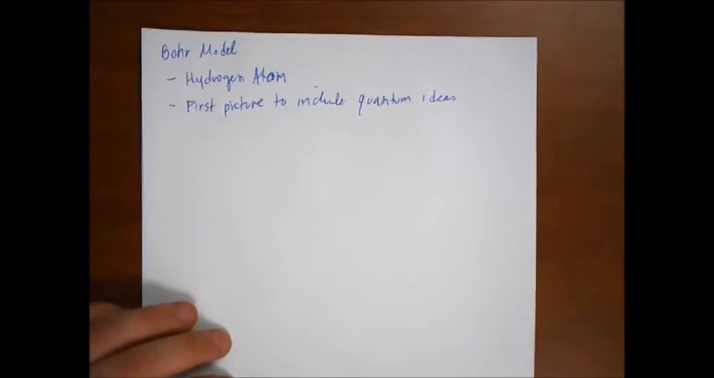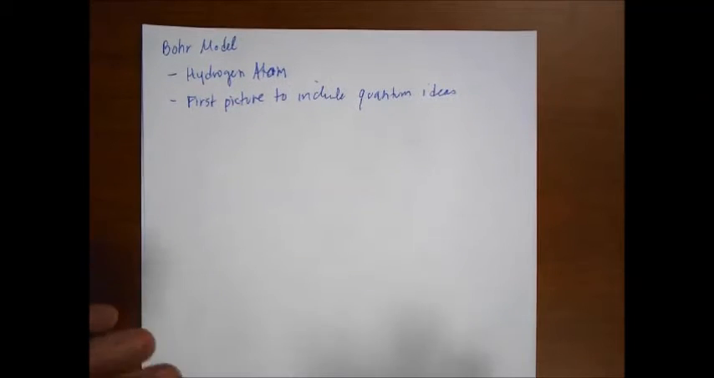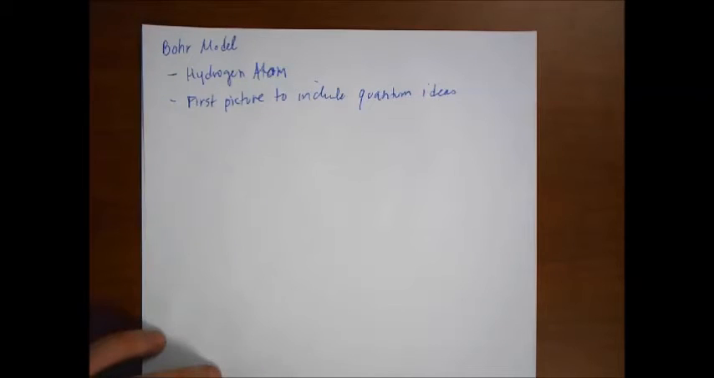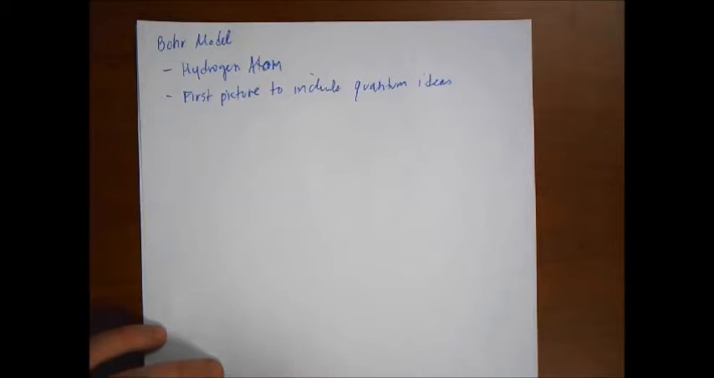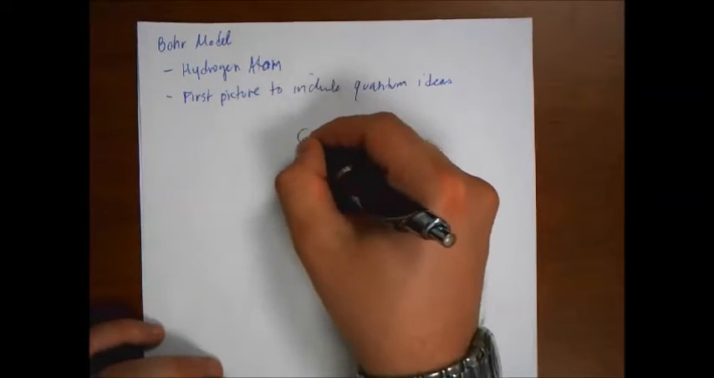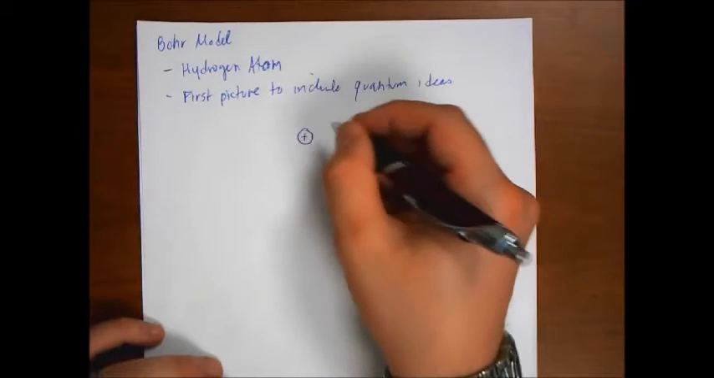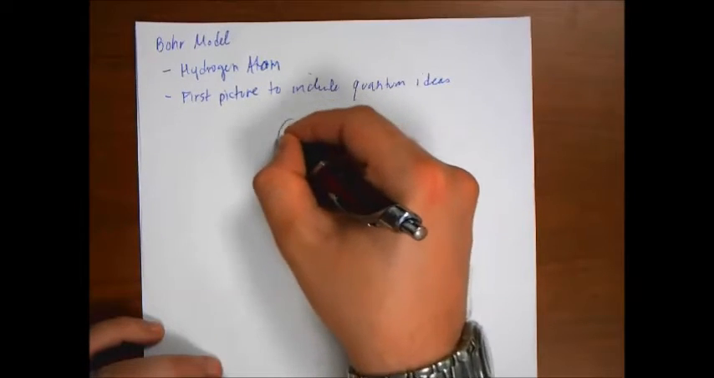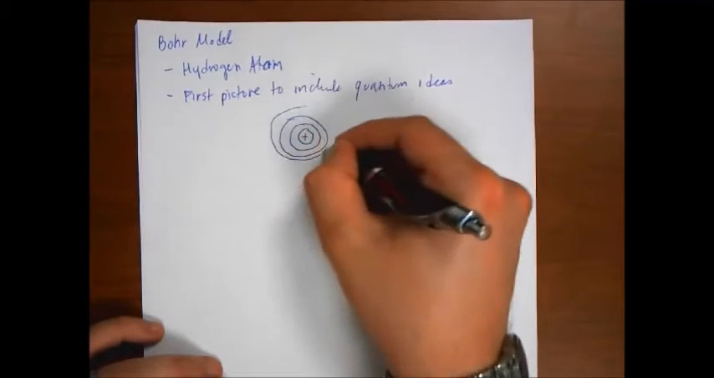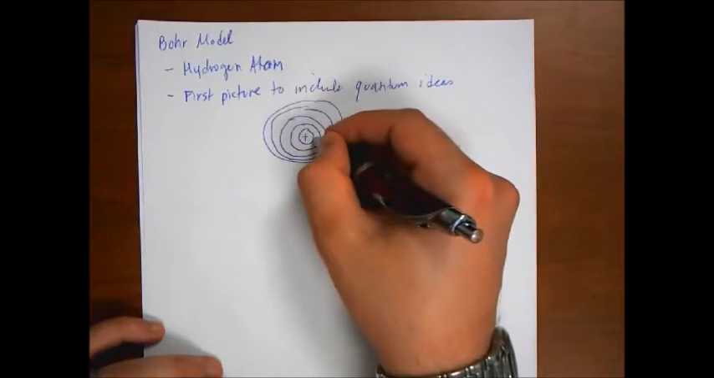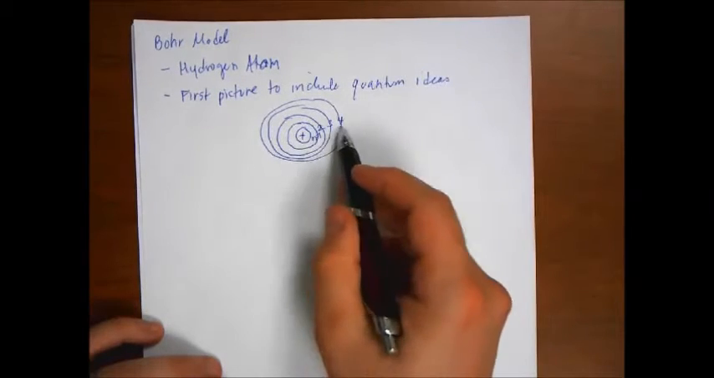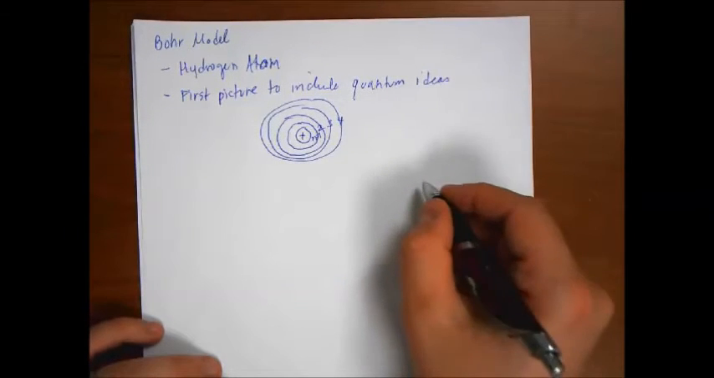So what this means is that this was the first picture of the atom where energy was quantized. The picture that Bohr came up with was this idea that we have a positive nucleus, and then we have these orbits around the positive nucleus where the electron is, and as the electron gets further and further out, so this is n equal to 1, 2, 3, 4, the energy goes increasingly up.